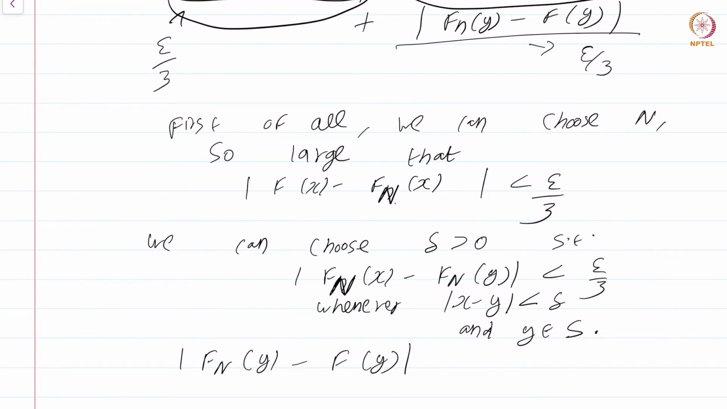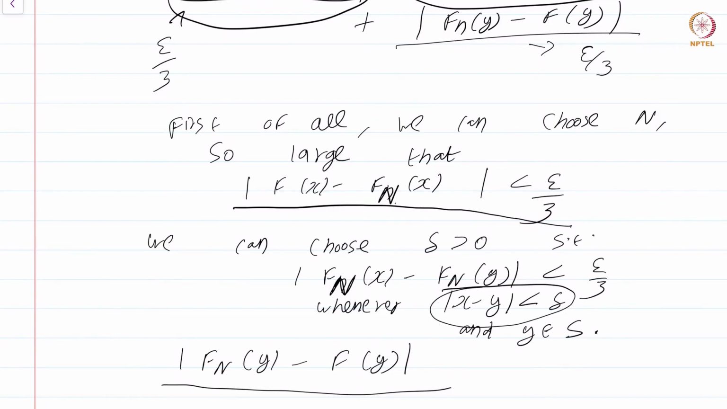y could be any point such that mod x minus y is less than delta and y in S. And the issue arises because just by ensuring that modulus of fx minus fnx is less than epsilon by 3 does not give us any control on modulus of fny minus fy. We might have to bump up this capital N. We have no control over y. So depending on the choice of y, which is now contained in this, which is delta close to x, we have to choose capital N possibly higher depending on the choice of y.